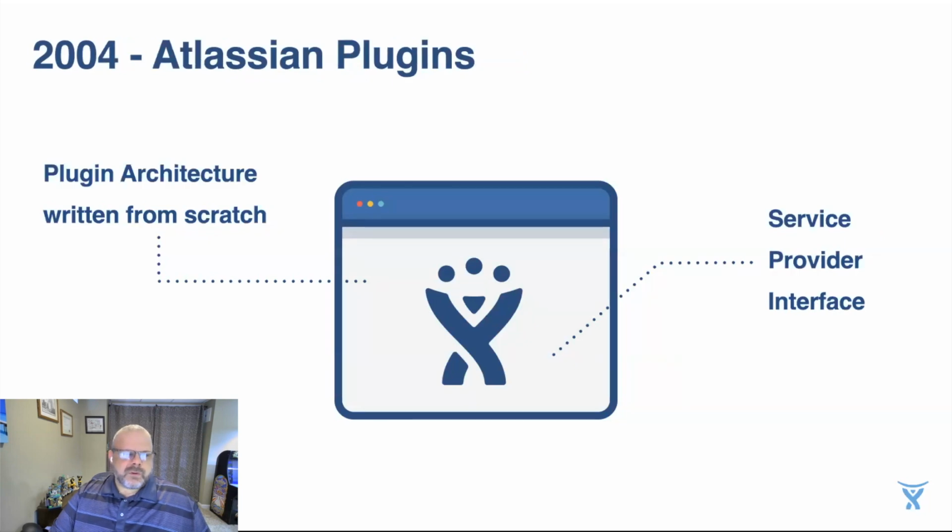So in 2004, we had the first generation of a plugin architecture, or an SPI, a service provider interface, which is basically a fancy name for an API that allows you to provide additional functionality to the host application. And we called it Atlassian plugins. It was a naive Java implementation of a plugin system that was written from scratch.